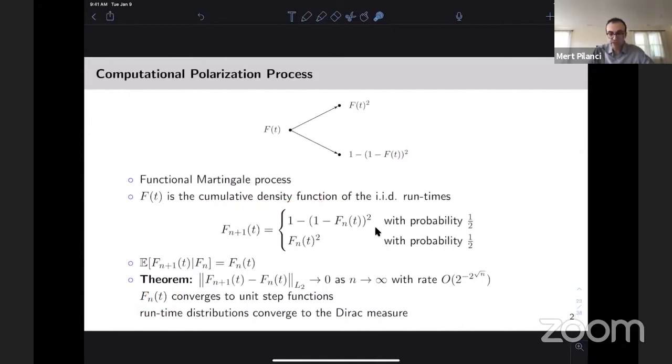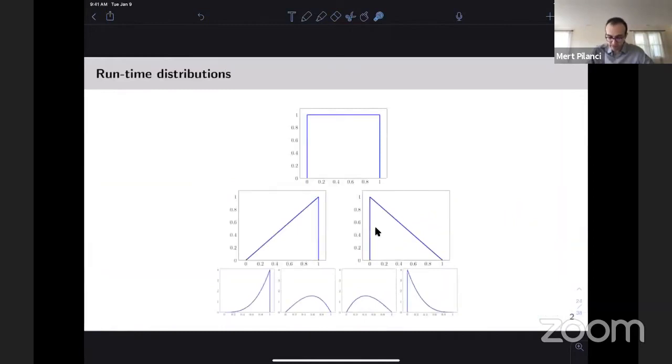They converge to unit step functions, which means that the runtime distributions converge to Dirac measure. They converge to Dirac delta functions.